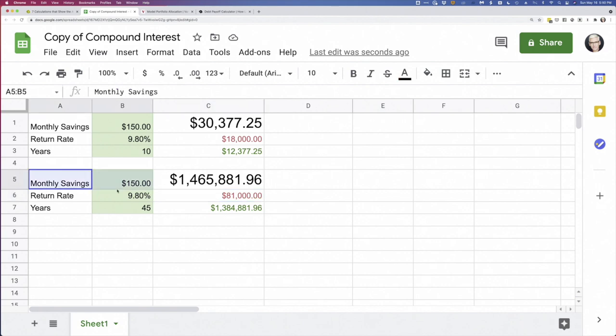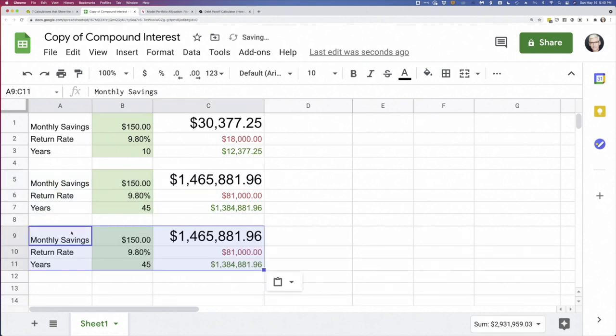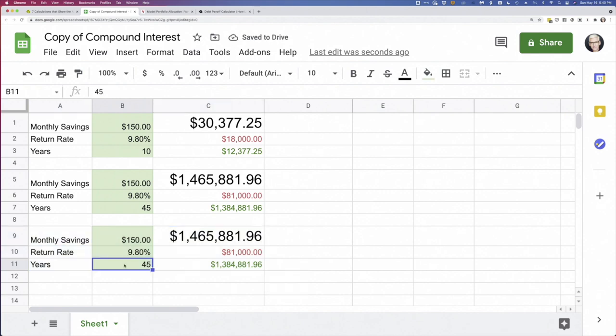All right, now for this third calculation, I'll copy this here again. We want to focus on the length of time. I've assumed here for this calculation 45 years. What happens if we change that number? Imagine we decide to put off investing for just 1 year, and we save for 44 years instead of 45.